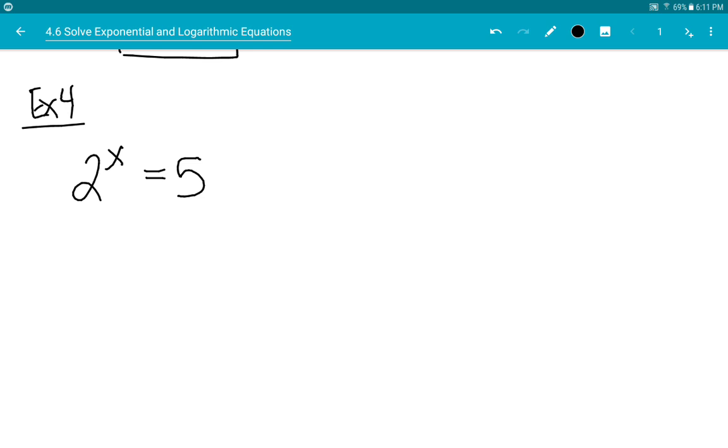So what we have to do is we actually have to figure out, okay, how do I go about solving this, right? So remember from 2 sections ago in 4.4, we learned that exponentials and logarithms are inverses.